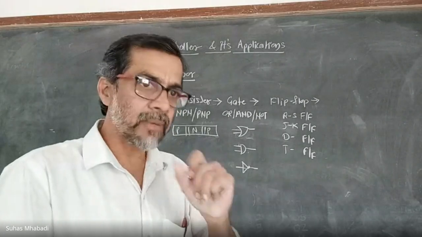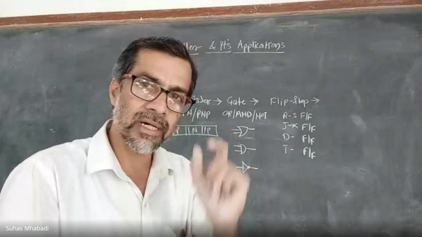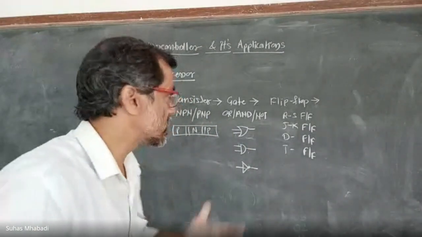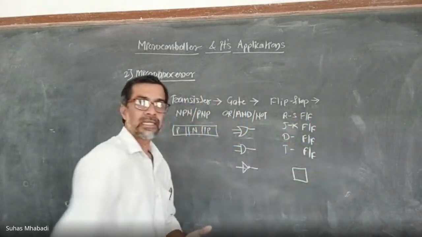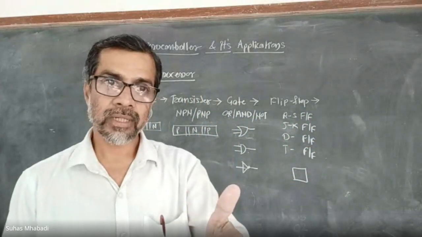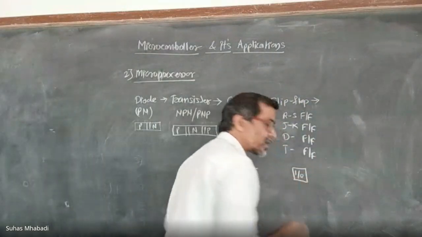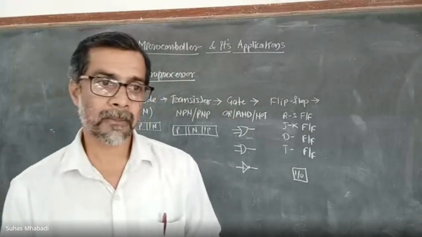Now, flip flop as a device, if somebody asks me to draw a diagram for a flip flop as a device which can be used for a microcontroller, I will just try to show it like this. This is a box which may give me the output as a 1 or a 0. It will store either 1 or a 0.